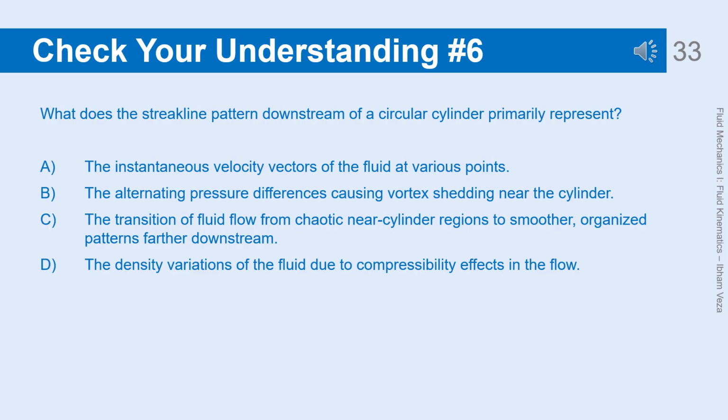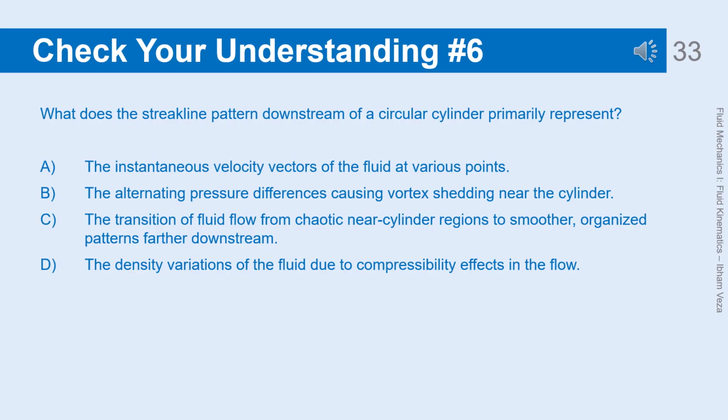Check your understanding. Number 6. What does the streakline pattern downstream of a circular cylinder primarily represent? Correct answer, C. The transition of fluid flow from chaotic near-cylinder regions to smoother, organized patterns farther downstream.